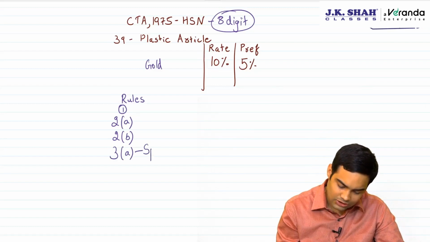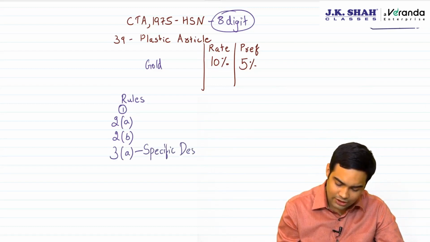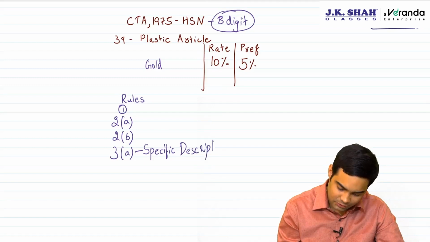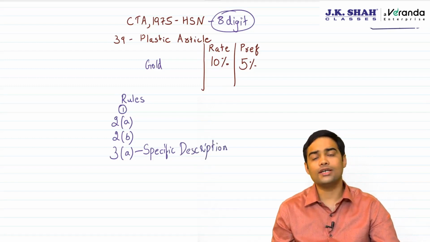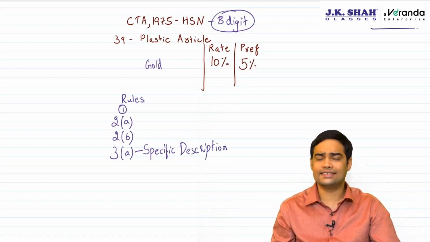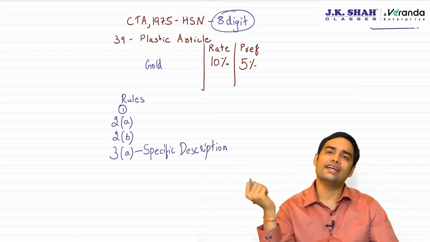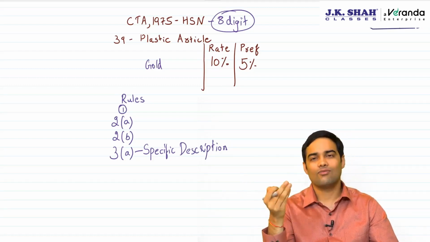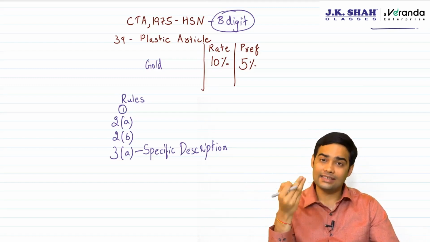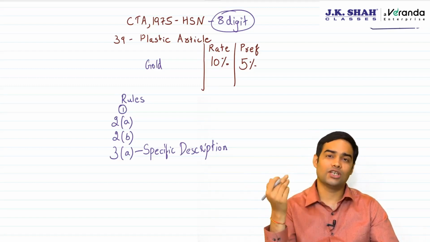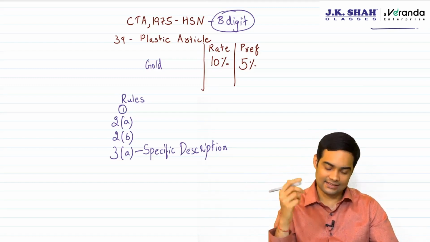3A talks about specific description. It says specific description will override general description. Like if I talk about a suitcase, whether it will be considered as a bag or article of plastic. Sir, obviously bag. That's how specific description will override general description.